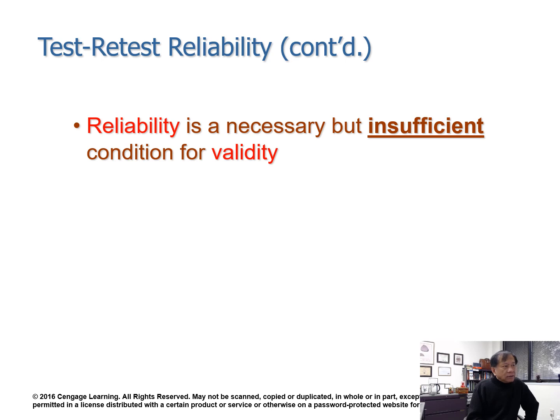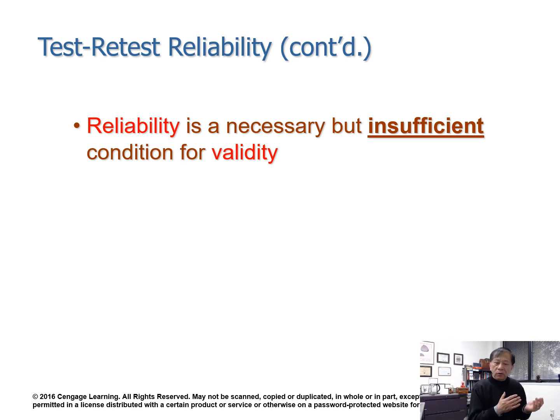Reliability is a necessary but insufficient condition for validity. Just because you're reliable doesn't mean it's valid. For example, my bathroom scale may give me very reliable numbers every day, saying 250 pounds every time, all the time. It is reliable, but it may not be valid.